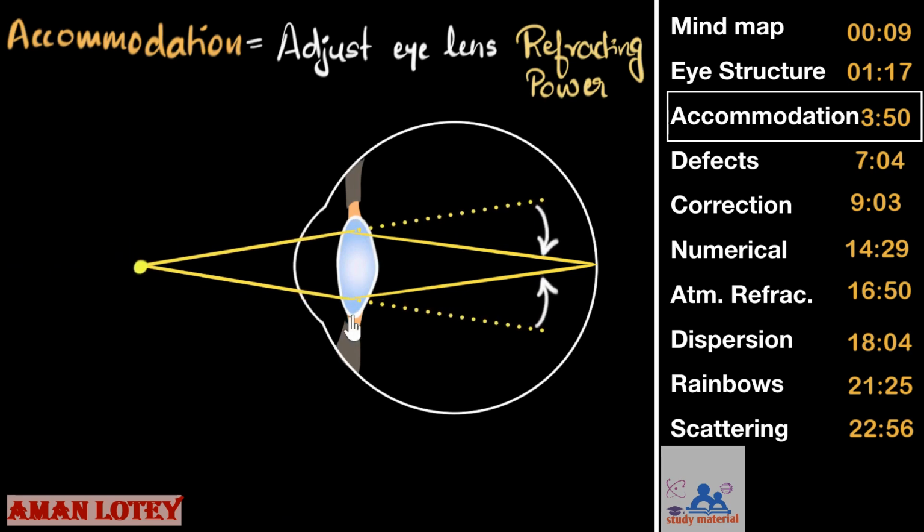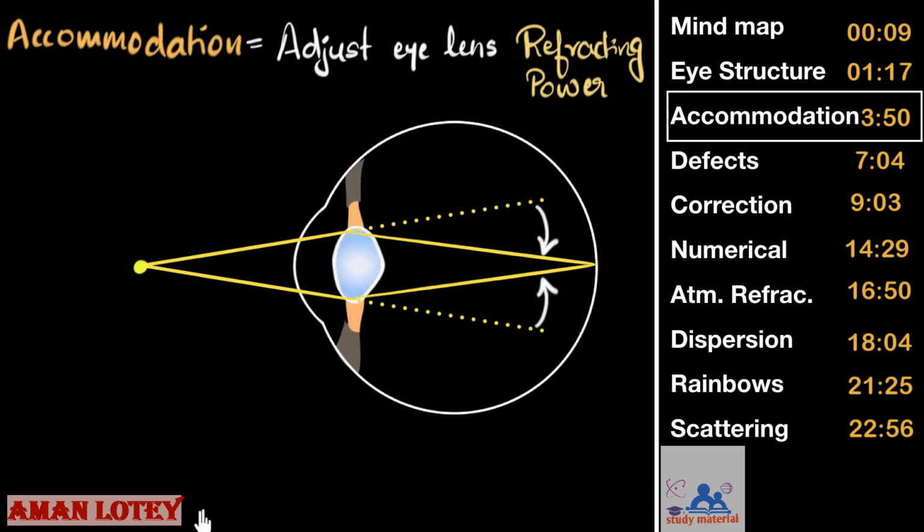So our eyes adjust this refracting power, bending power, depending upon how far the object is, and that's what we call accommodation. But how does it happen? It happens due to the ciliary muscles. When the object comes closer, the ciliary muscles kind of push on the lens, making it bulged, more curved, meaning more refracting power. This is how the power is increased.